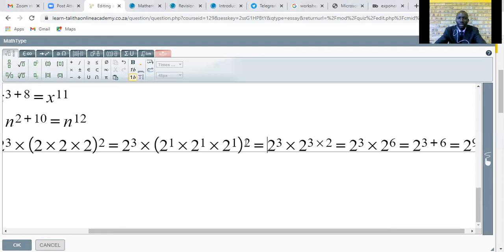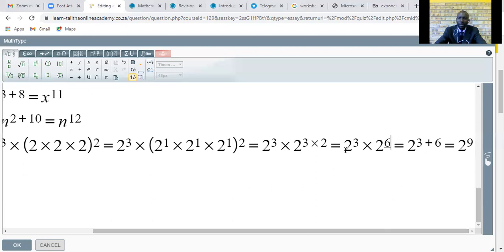Now notice this 2 which is outside the bracket is now used to multiply the 3 inside the bracket. And so when you multiply 3 by 2, what you get is a 6. And this 6 which we have got here is now the exponent of the 2. And so we can then apply the other law of exponent, which states that if bases are the same, we can go ahead to add the exponent. And this gives us 2 power 3 plus 6, giving us 2 power 9.